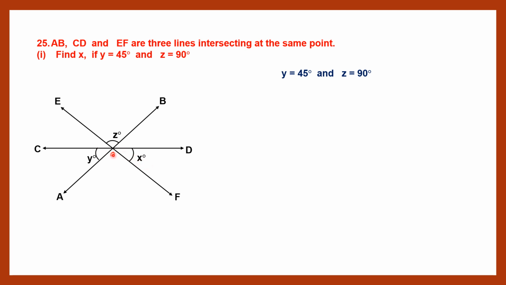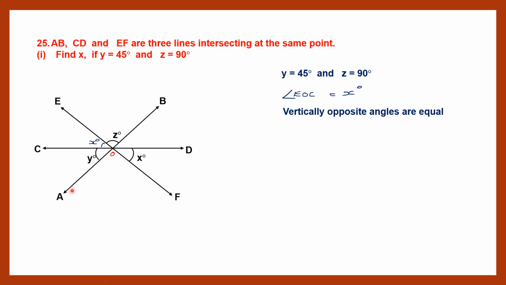And this is x, so this angle opposite it, vertically opposite, will also be x degrees. So angle EOC is equal to x degrees. And how did we know that? Because vertically opposite angles are equal. So you must give that as the reason to find out that angle EOC is equal to x degrees.